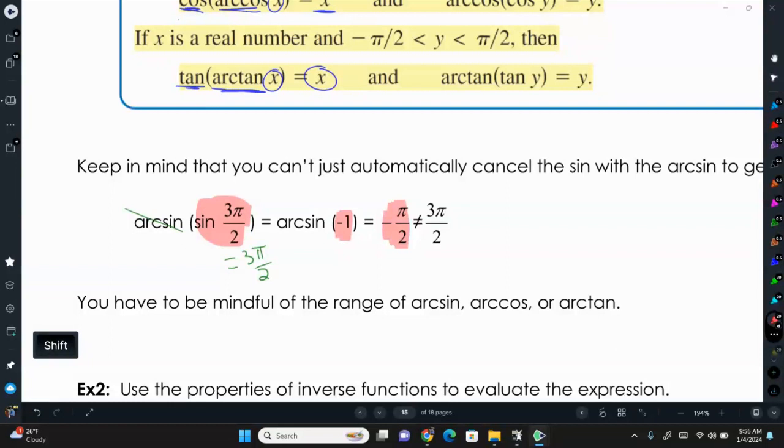So you do need to be careful of that when you are taking the inverse trig function of the trig function of an angle. But in the other direction, like sine of inverse sine of 1/2, okay, well, that's just going to be 1/2.